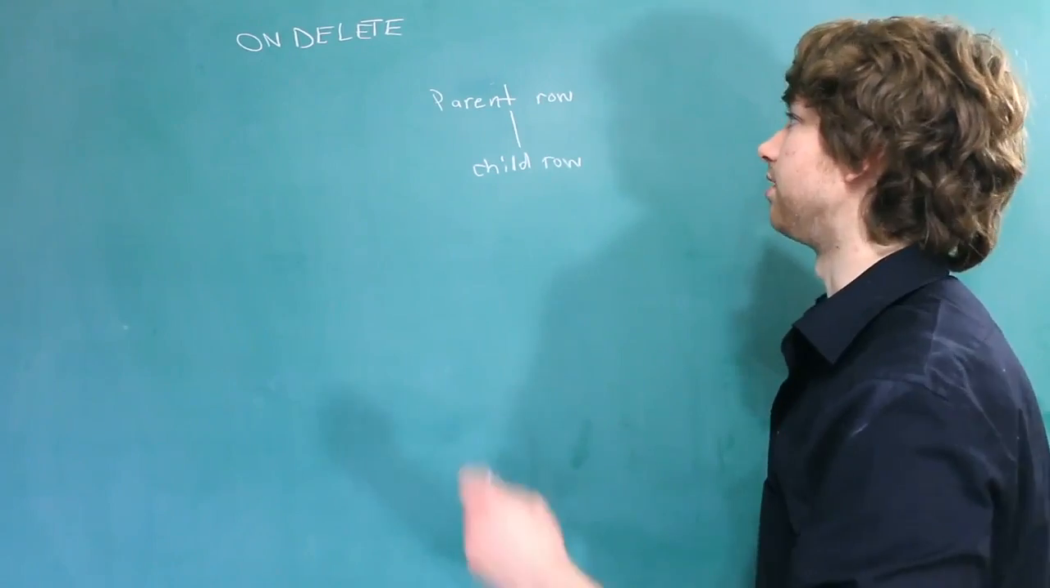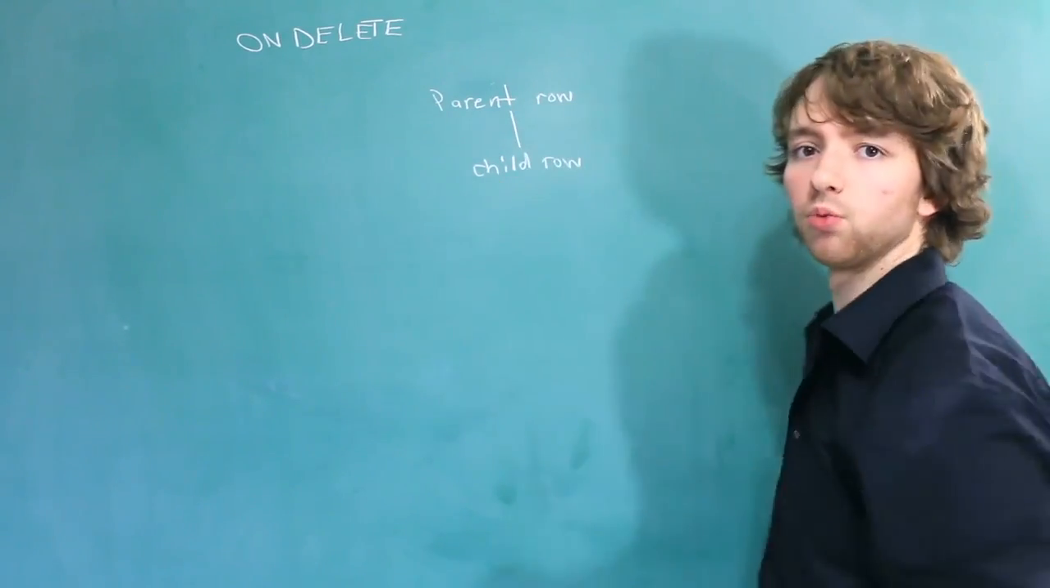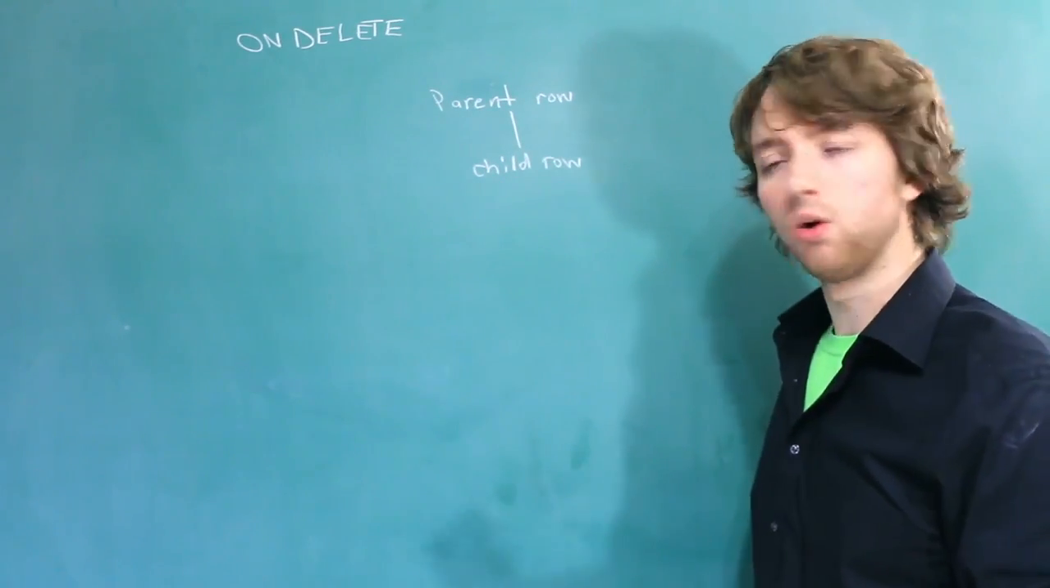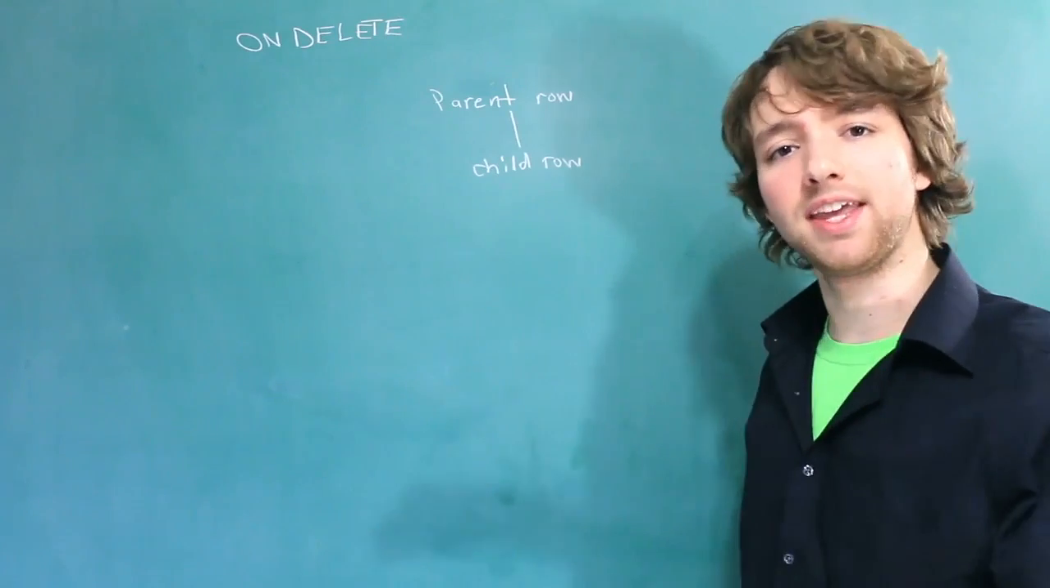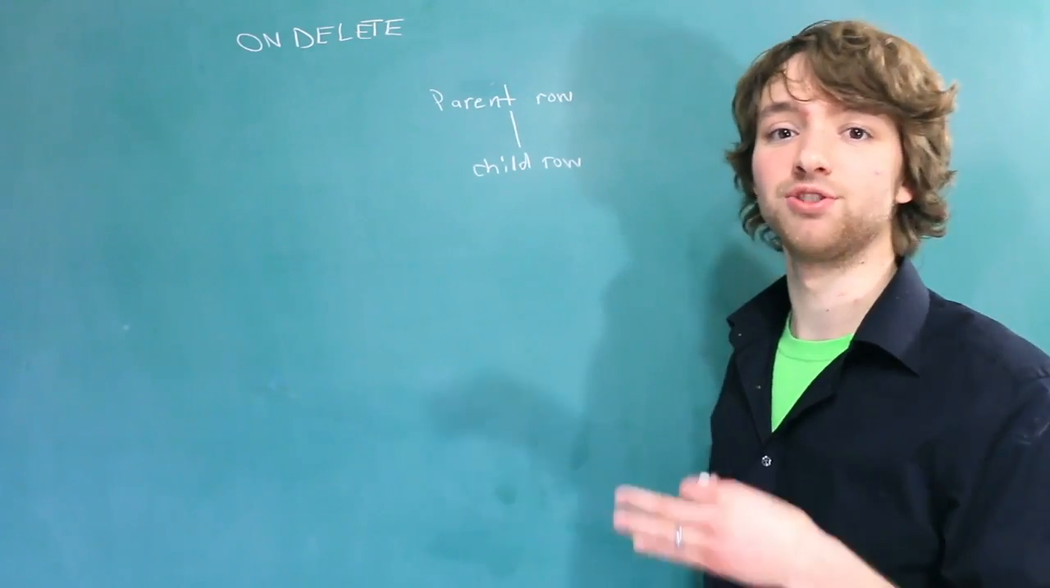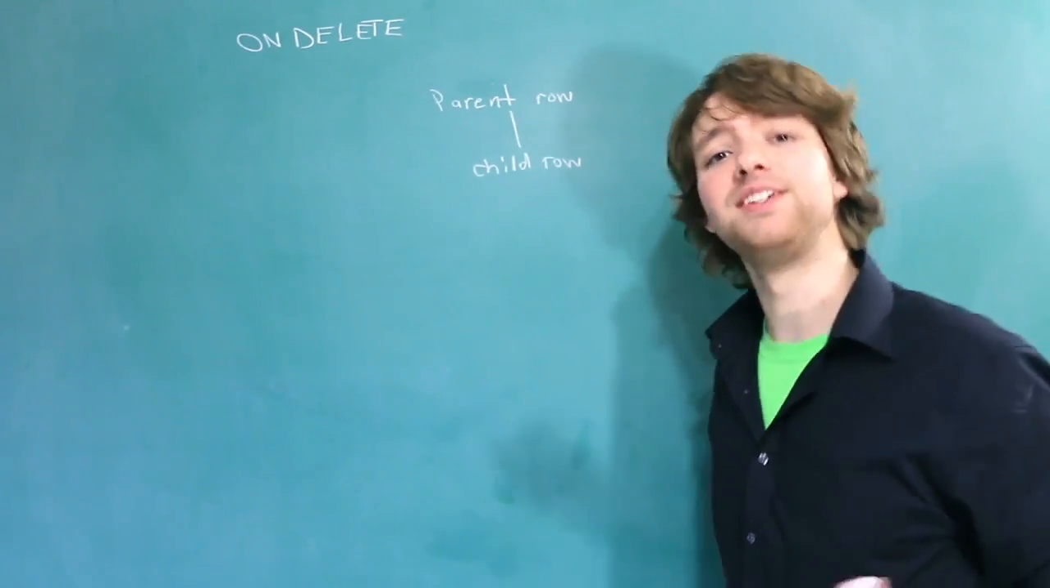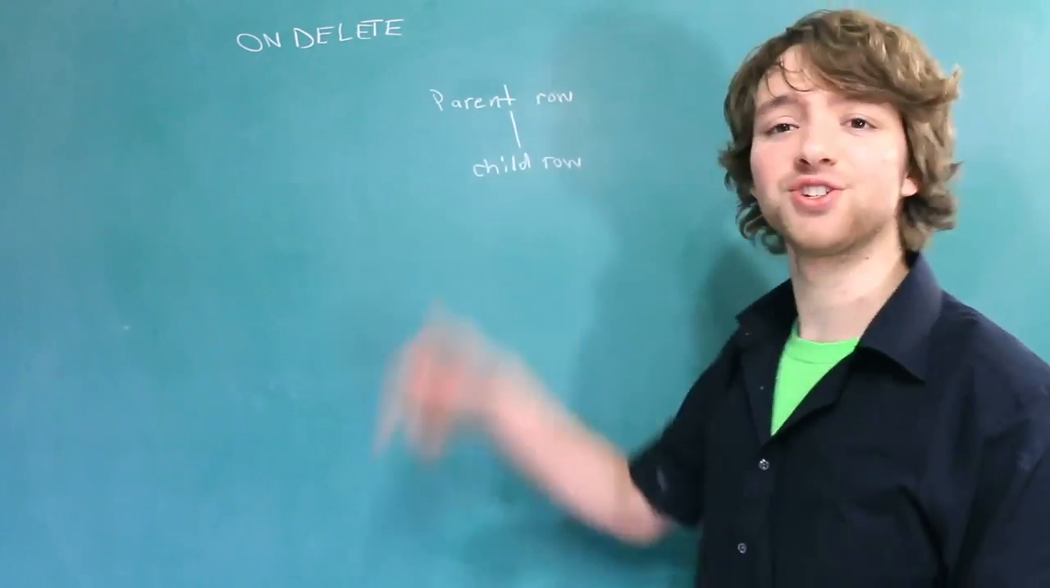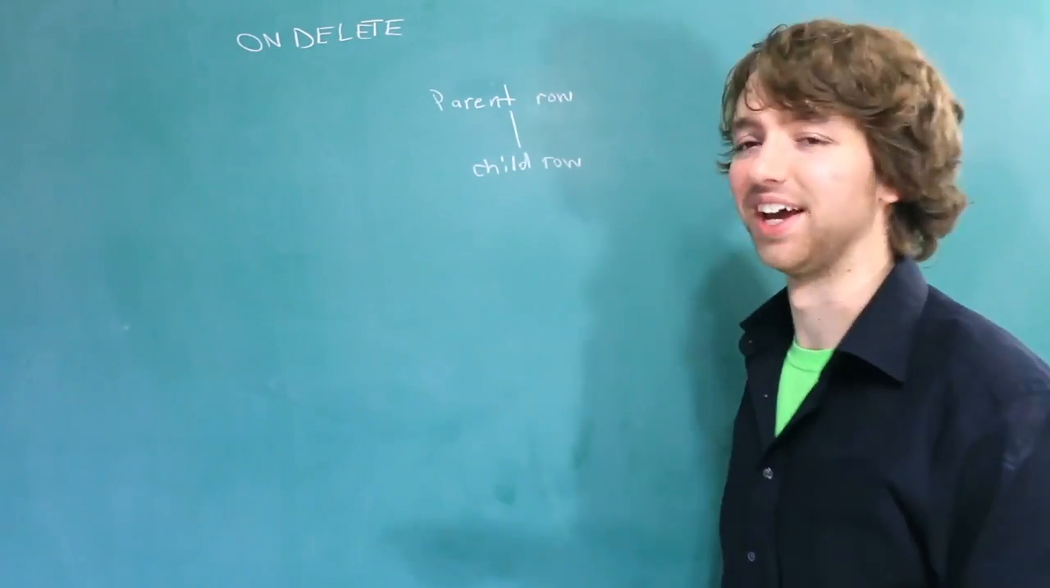But what happens if we try to delete this parent row? Oh no! And I bet you cannot guess what clause is used to configure that. Yeah, didn't think so. It's on delete. Okay, I'm so mean.